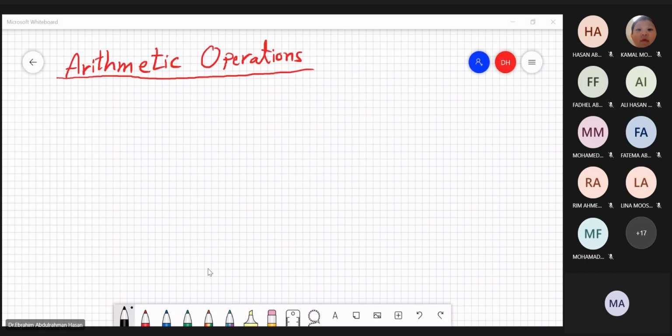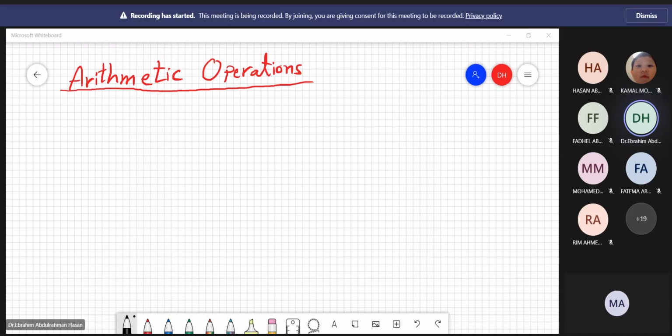Okay, before we start, any questions about arithmetic operations and decimal? No? Okay, so then let me start. So, mathematical operations or arithmetic operations with other bases.